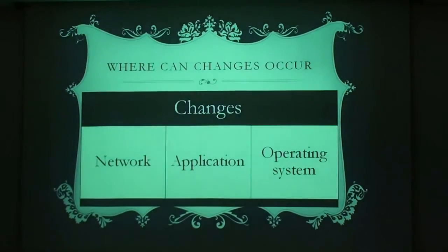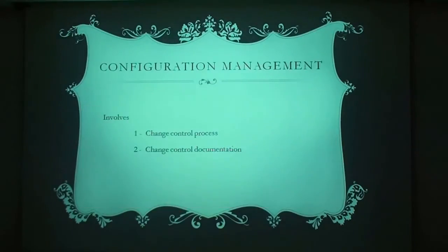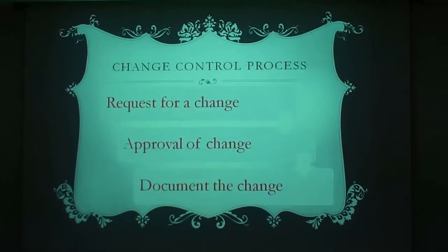So where can these changes occur? Changes can occur to the network, application and operating system. Changes can happen to network configurations, application settings and operating system settings. Moving on to what actually consists of configuration management: configuration management involves two processes, that is the change control process and change control documentation.